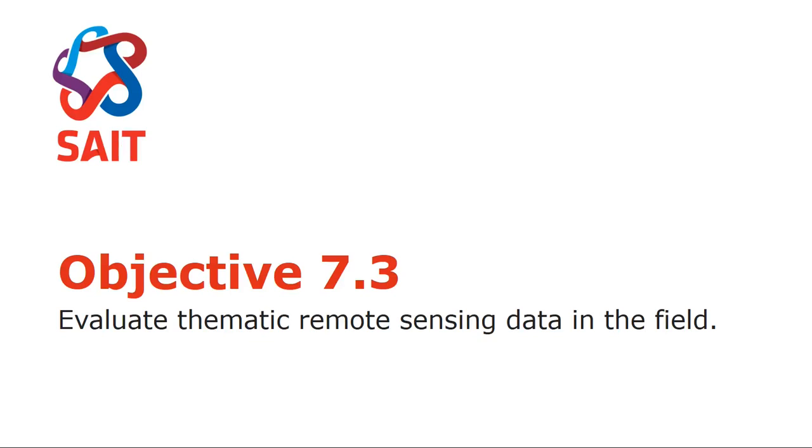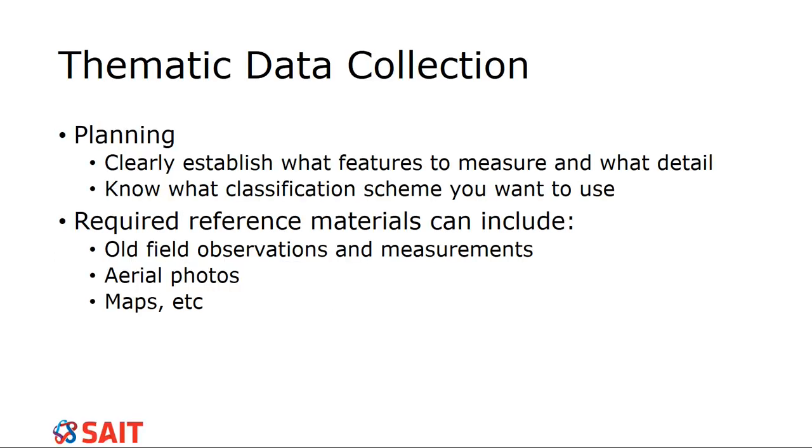Okay, Objective 7.3 is looking at evaluating the actual thematic data in the field. So I'm going to talk about everything again from the beginning to the end and how you would actually collect that data. The first thing you need to do is plan, right? We talked about how important planning is with thematic data. So what you're going to do is establish what you're going to measure and to what detail, right?